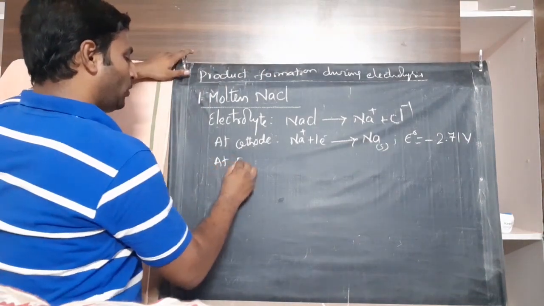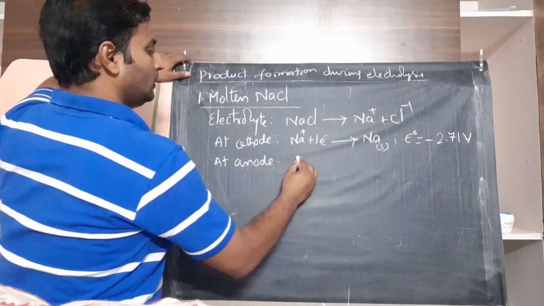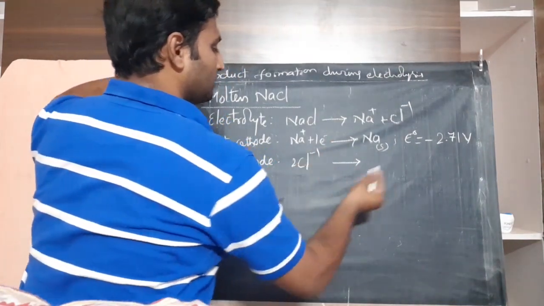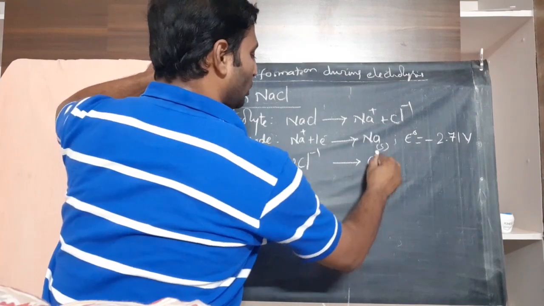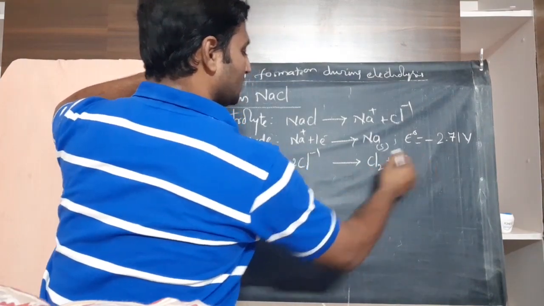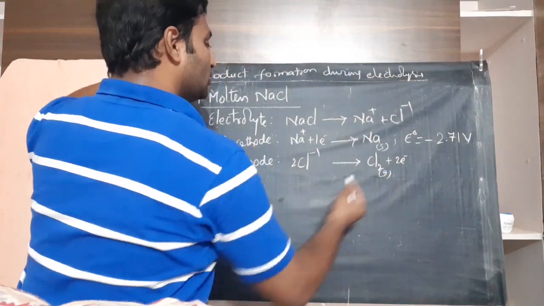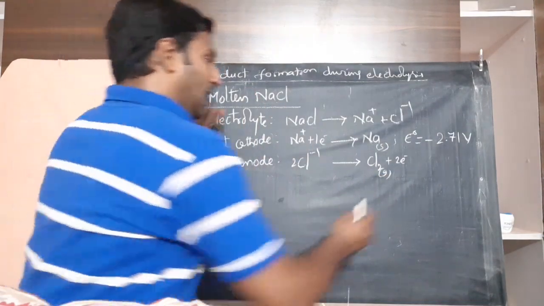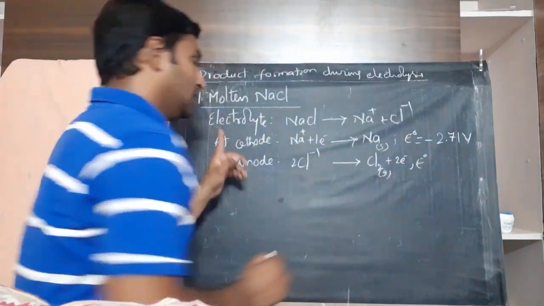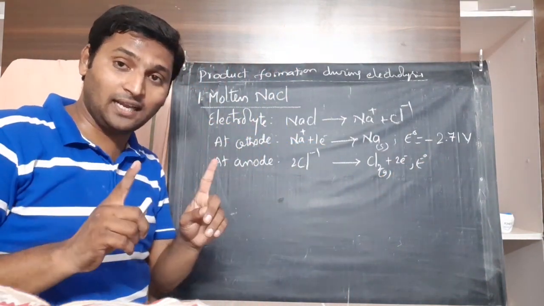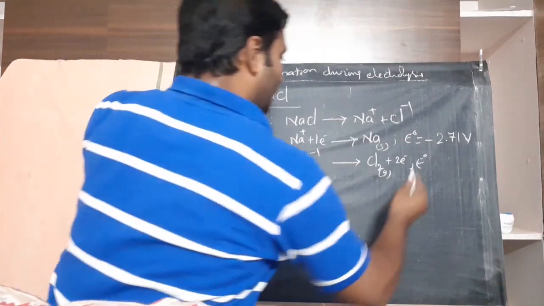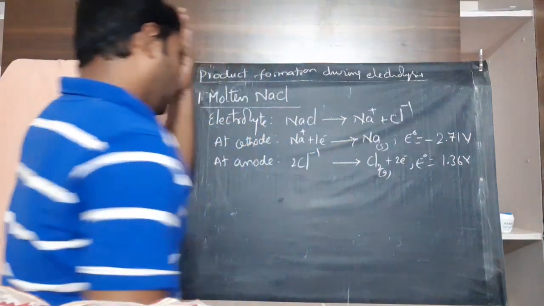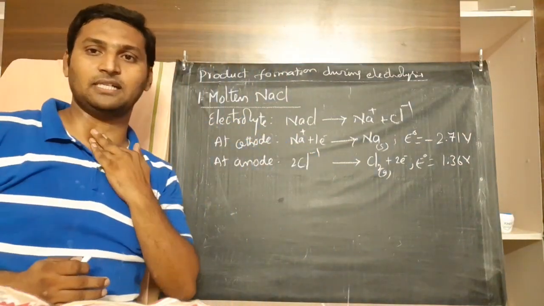Now at anode what happens? The chloride ions lose electrons. I can say 2 chloride ions lose 2 electrons and become chlorine gas. So at anode what happens? Chlorine gas is liberated. And the electrode potential, this is an oxidation reaction, but we are writing reduction potential only. The electrode potential for this process is plus 1.36 volts. You can confirm from the electrochemical series.